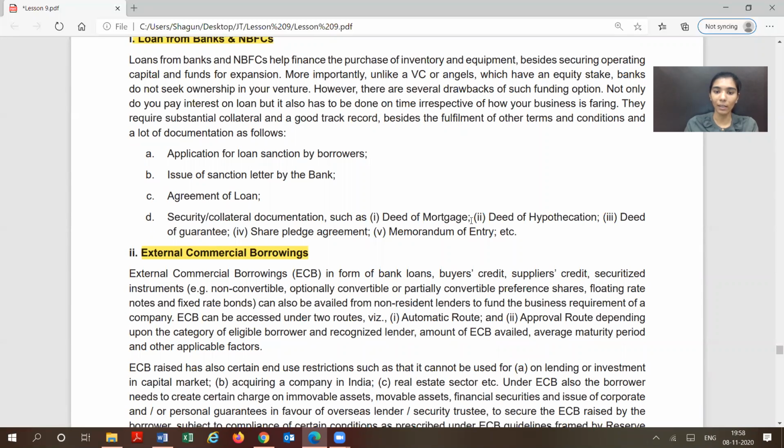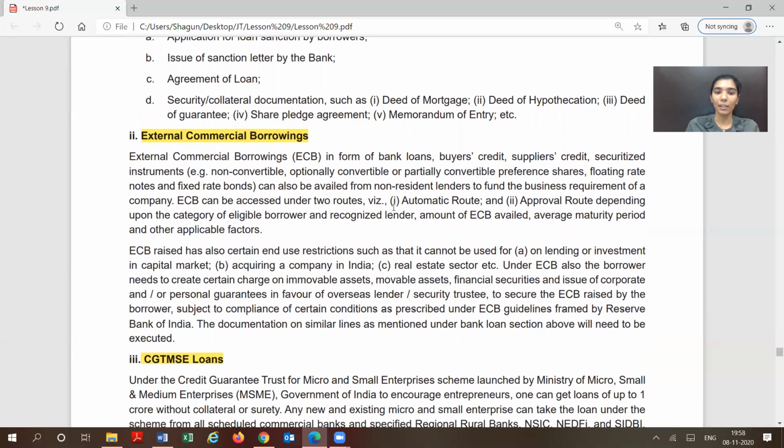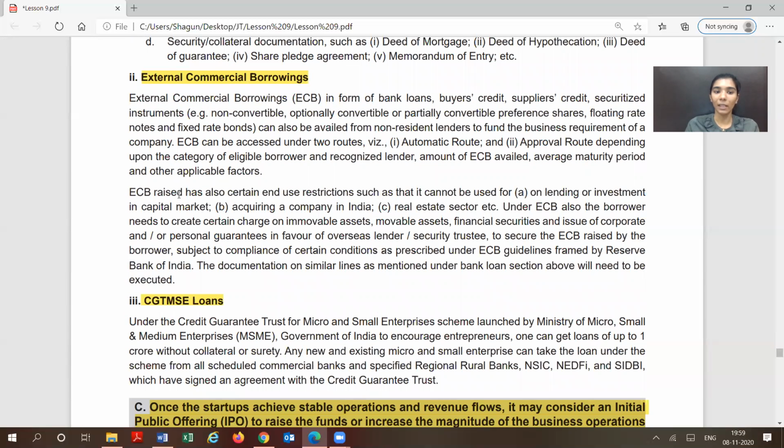इसके लिए आपको security document execute करना होगा, which would be a mortgage deed or hypothecation deed, deed of guarantee or share pledge agreement or MOE. Very easy. External commercial borrowings in the form of banks, loan, buyers credit, supplier credit, securitized instruments. इसमें ECB borrowings कर सकते हैं startups, and it can be either through approval route or automatic route. And main thing to remember, जो money startups ने ECB से लिया है, they cannot be used for the following: onward lending or investment in capital market, acquiring a company, real estate, ये सब में allowed नहीं. You have to abide by the guidelines issued by RBI in case of taking investment from external commercial borrowing.